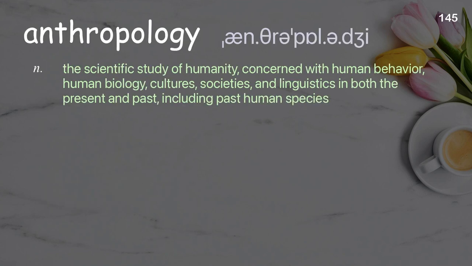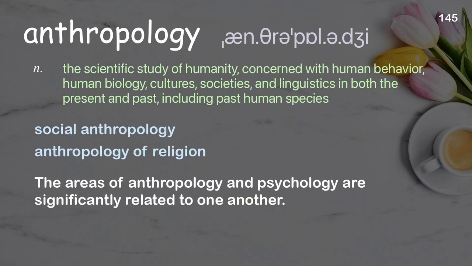Anthropology: the scientific study of humanity, concerned with human behavior, human biology, cultures, societies, and linguistics in both the present and past, including past human species. Examples: Social anthropology. Anthropology of religion. The areas of anthropology and psychology are significantly related to one another.